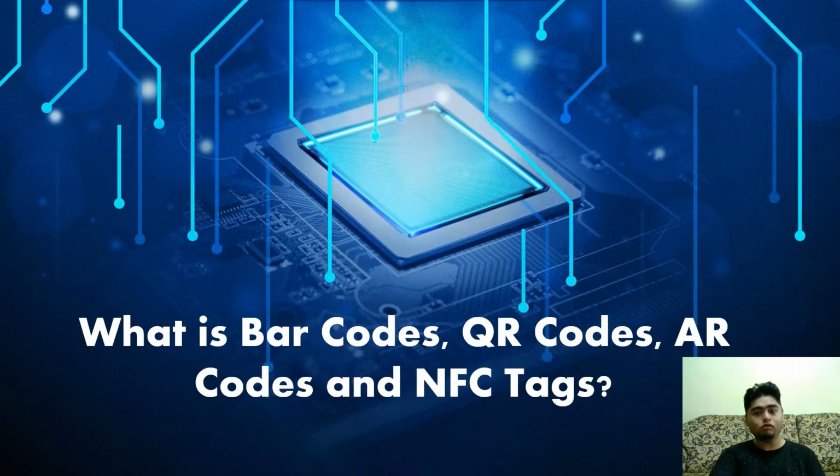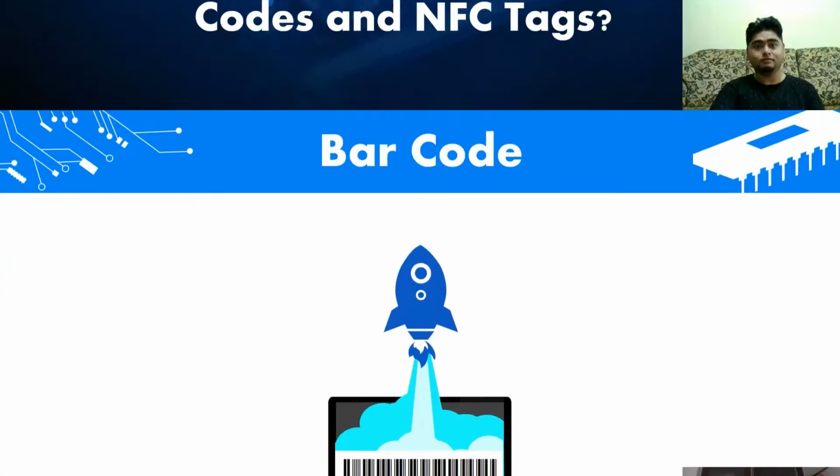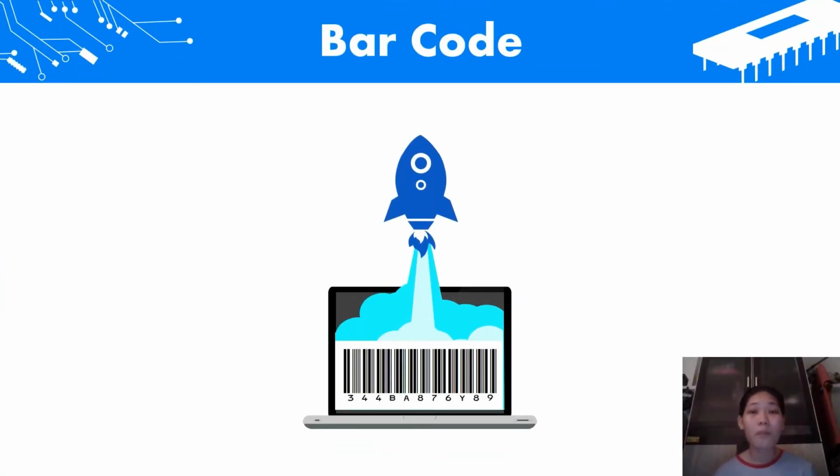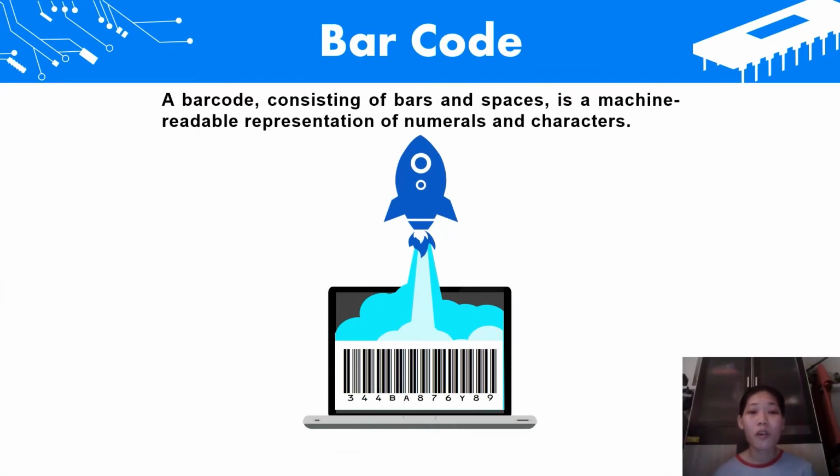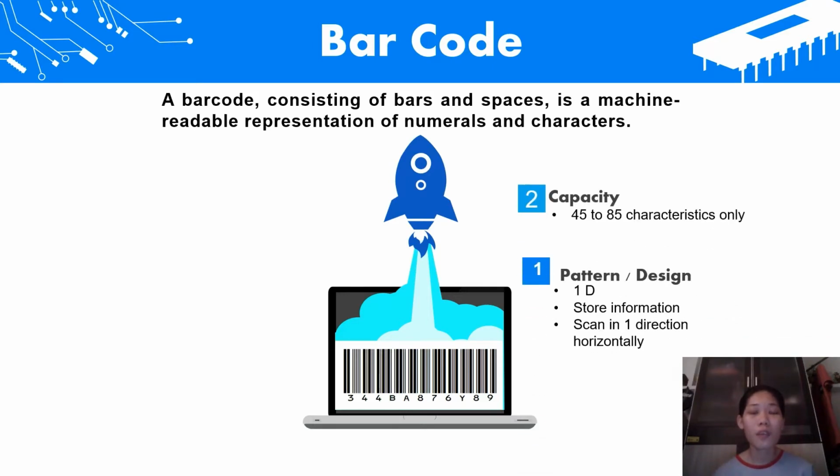What is barcodes, QR codes, AR codes, and NFC tags? Hi, I am Nathan. What is barcode? A barcode consisting of bars and spaces is a machine-readable representation of numerals and characters. There are 4 aspects we must look to barcode.